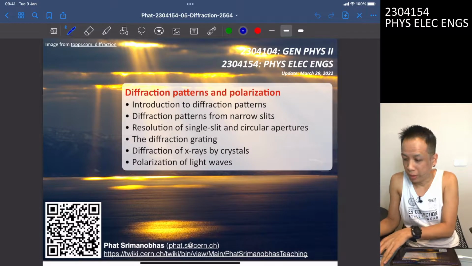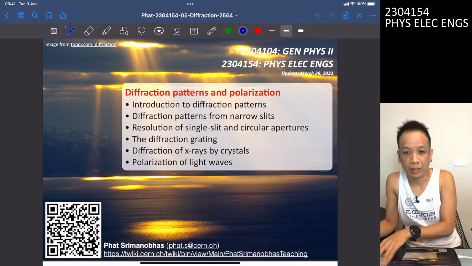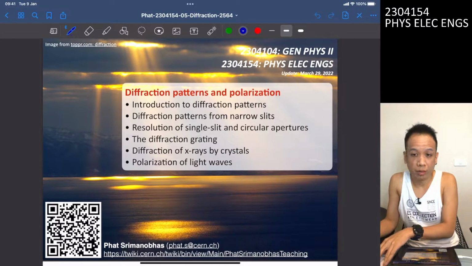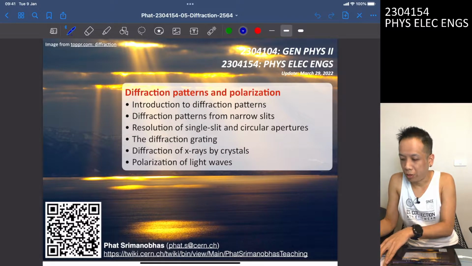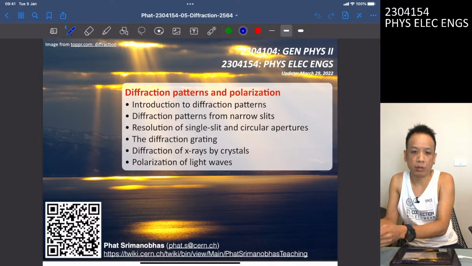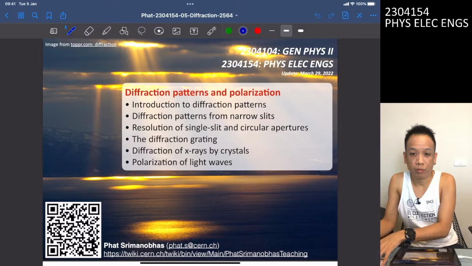Today the topic we're going to discuss is diffraction patterns and polarization. In these topics, we're going to talk about what diffraction is. We'll talk about gratings, single slit, circular apertures, the diffraction of X-rays by crystals, and at the end we're going to discuss what polarization is and what the polarization of a light wave is.